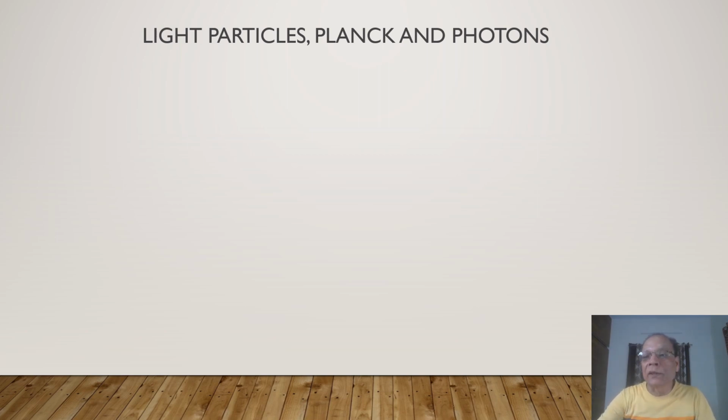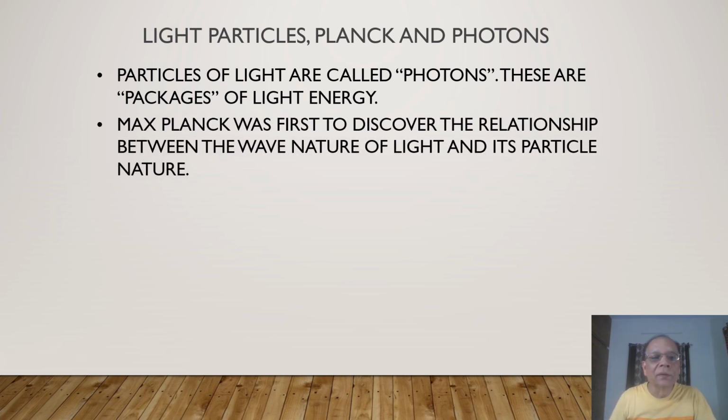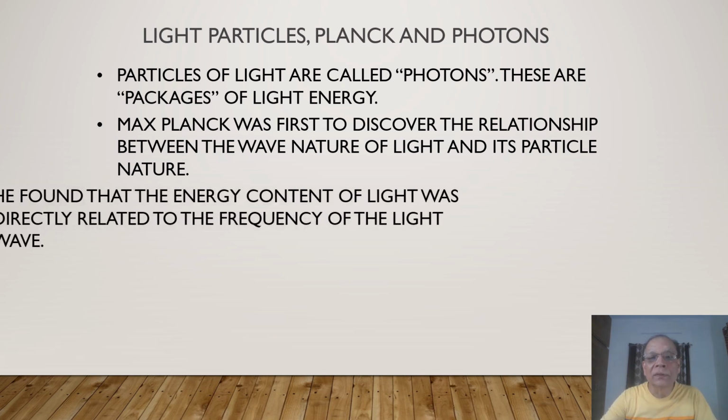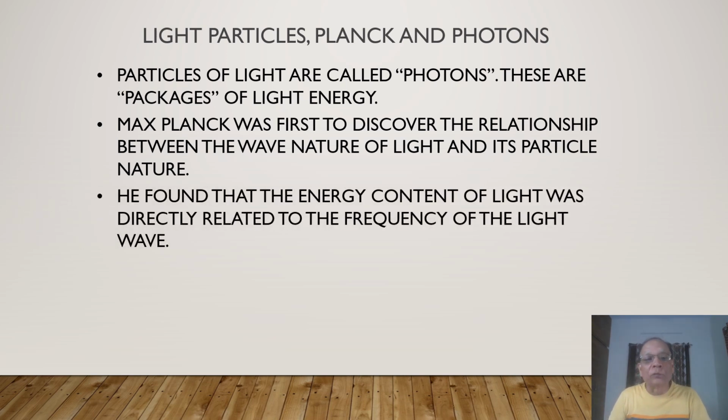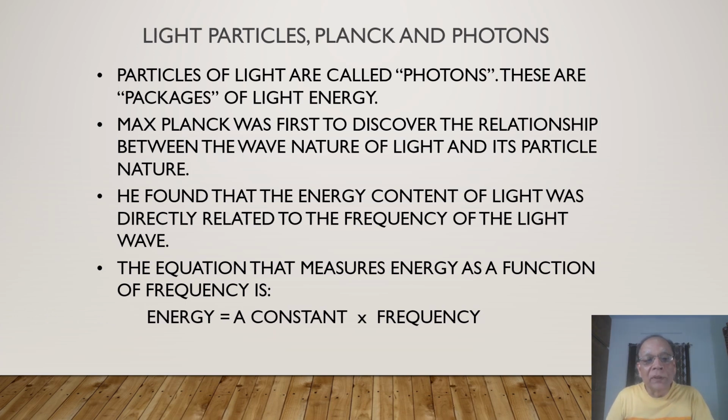Light particles, Planck and photons. Particles of light are called photons. These are packages of light energy. A photon is a small packet of light energy. Max Planck was first to discover the relationship between the wave nature of light and its particle nature. He found that the energy content of light was directly related to the frequency of the light wave. The equation that measures energy as a function of frequency is energy equals a constant into frequency.